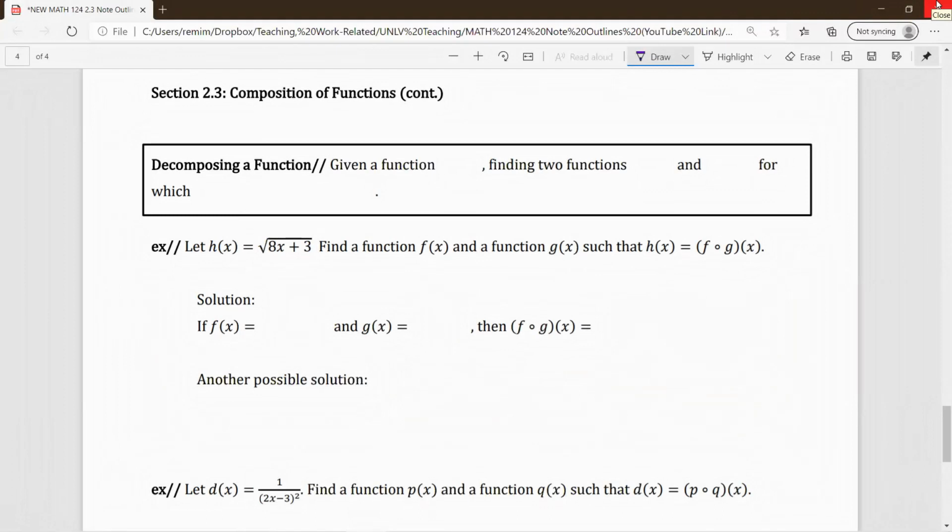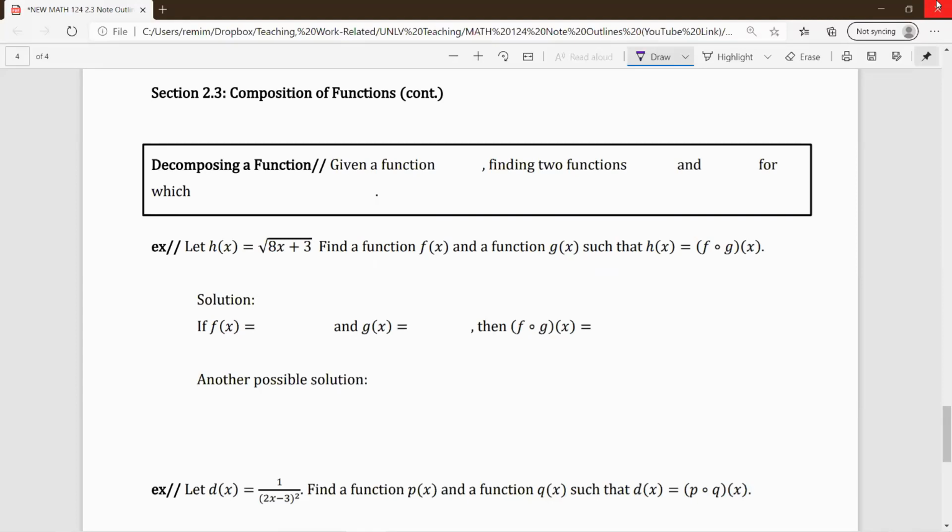All right, so we are on the top of page 4, and we're going to talk about one last topic in this section. On page 1 of these notes, we focused on composition of two functions. What we did on page 1 is we plugged one function into another function. That's basically what composing two functions is about. Now on page 4, we're basically going to do the opposite of that.